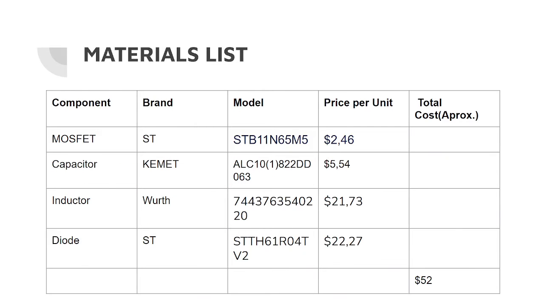According to the values obtained from our equations, we've selected the components for this application. The MOSFET, the capacitor, the inductor, and the diode are the ones mentioned in the table. The total cost of the implementation was around $52.